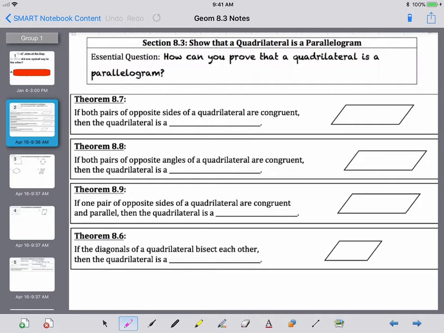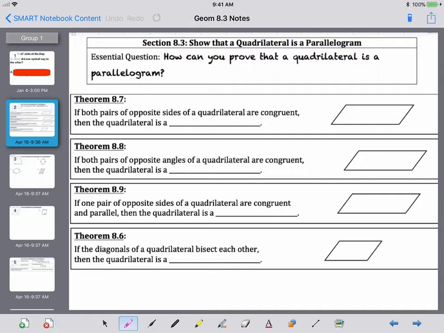So in the last lesson, we talked about some properties that parallelograms have. What we're going to do today is see if we can prove some things are true about a quadrilateral, then we can show that it is a parallelogram. So we're going to be working backwards today.